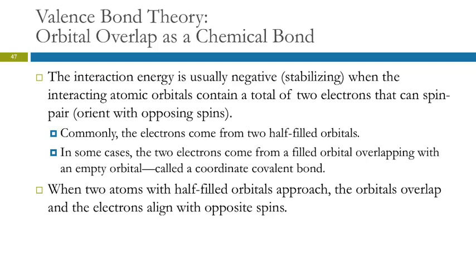Sometimes you can have a filled orbital with 2 electrons on one atom overlapping with an empty orbital on another atom. So you still have 2 orbitals, but this time both electrons come from the same atom. That's called a coordinate covalent bond. So the 2 atoms with their half-filled orbitals approach, the orbitals begin to overlap, and the electrons align with opposite spins. A little bit like what happened in the quantum hotel, right? So they're going to be in the same bed, so one sleeps right side up, one sleeps upside down, and then they're okay.